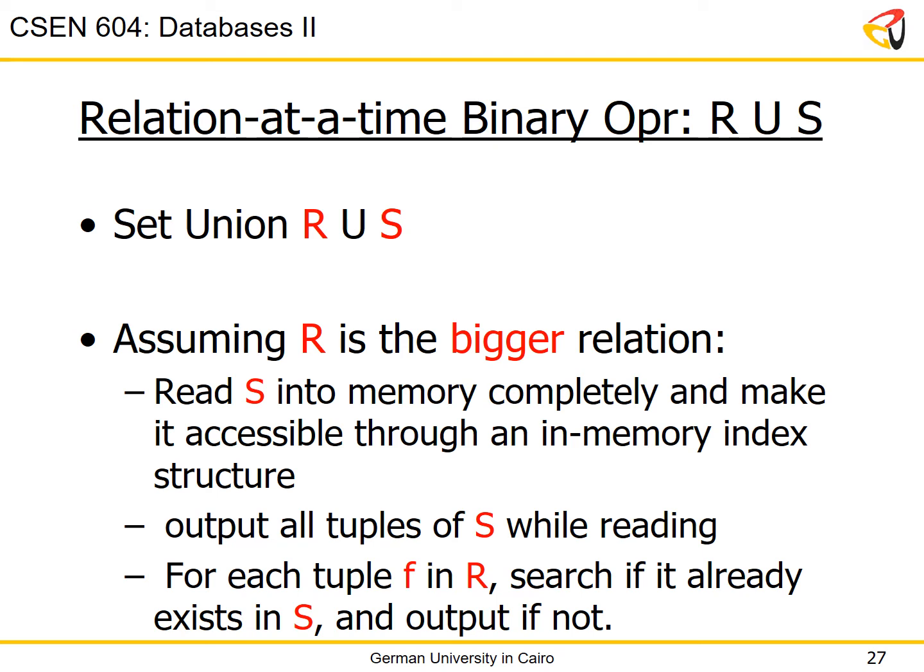So I will read S into memory, and I will create an index for S's content. And then I will output all tuples of S while reading, because since this is a union, I need everything in S. Now, to support the union functionality correctly, for each tuple that exists in R, I will search in S's index. If it exists, I'm not going to output it because I have already outputted it when I was outputting S. If it doesn't exist in S's index, I will output it. And this way I get R union S.